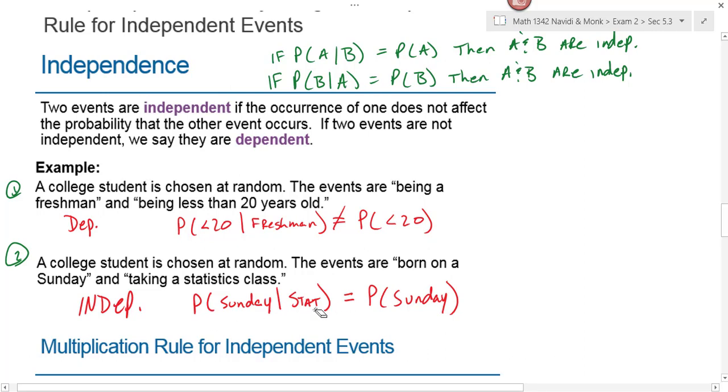These are independent because knowing that somebody's taking a statistics class isn't going to change the probability of the day of the week that they're born on. Does that help clear things up? If knowing this condition changes the probability of this thing, then they're dependent. That's what I tried to explain or get across up here. If knowing this condition doesn't change the probability of the event without the condition, then they're independent.